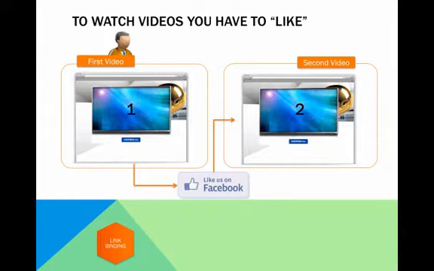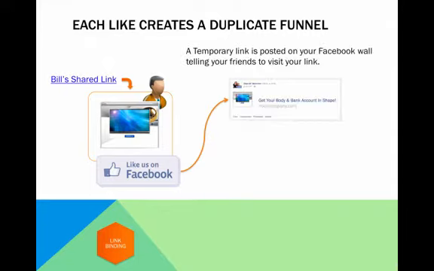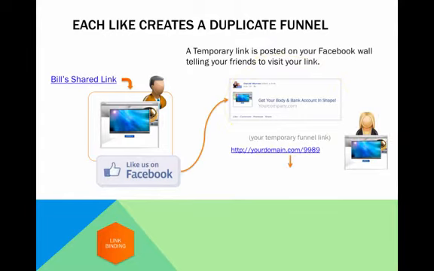Well, to watch the video and go on to video number 2, like I said earlier, you have to like it on Facebook. And then what happens is the system, like we'll take an example here, Bill shares his link. You see that link because you go ahead and click on it, you watch the video, and you like it on Facebook. It's going to create what we call a temporary link that's posted on your Facebook wall. It tells your friends to go visit your link. Now when your friends click on that link, of course, it's going to go to the link on the post, and that actually created a duplicate funnel for you.